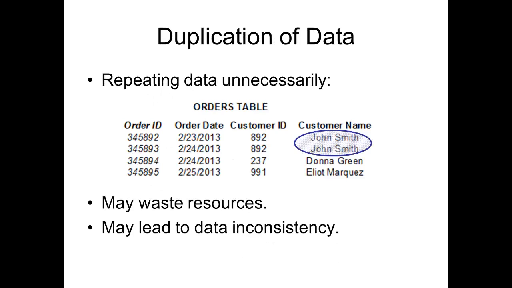Here's an example of duplication of data. By keeping the customer name values in the orders table, we need to duplicate the customer name entries unnecessarily. Note that the customer name column in this instance poses a transitive dependency. Such a structure may waste resources and may lead to data inconsistency.